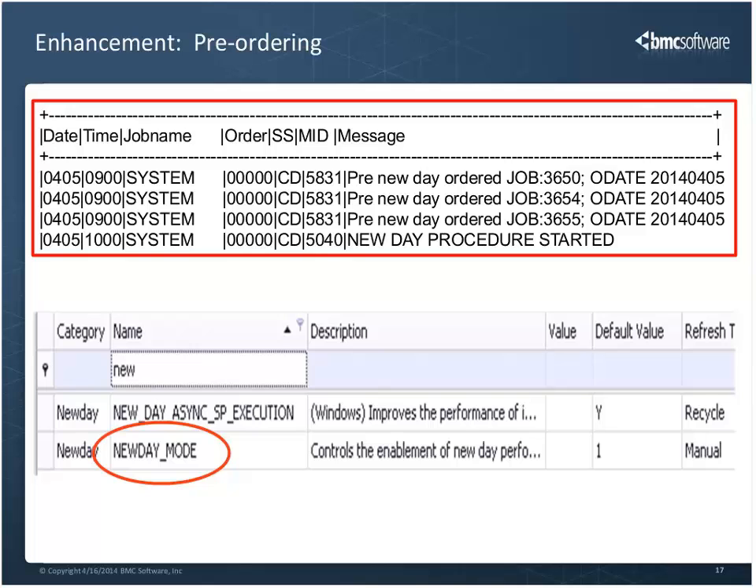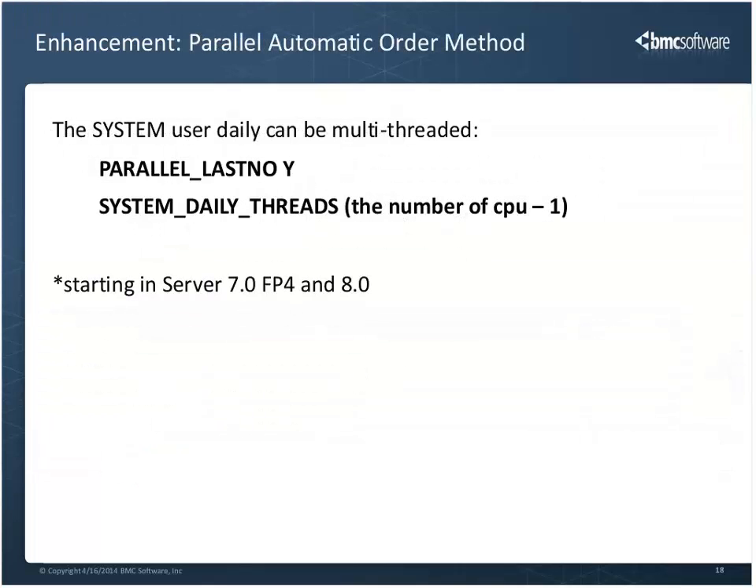All right, I'm going to move on to the second enhancement we have for new day, and that is that we've made the system user daily, or the automatic order method, stage of new day now able to run in parallel with parallel threads. So that can dramatically improve the amount of time it takes to perform the system user daily. This feature is available in 7.0 starting in FixPack 4, and of course in 8.0. So if you're on version 7, you can use this feature if you're using the system user daily, and also in version 8, even if you're using the pre-ordering.